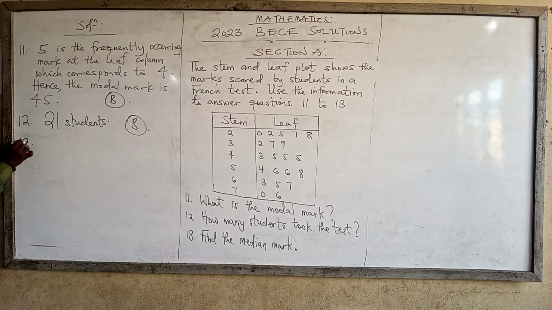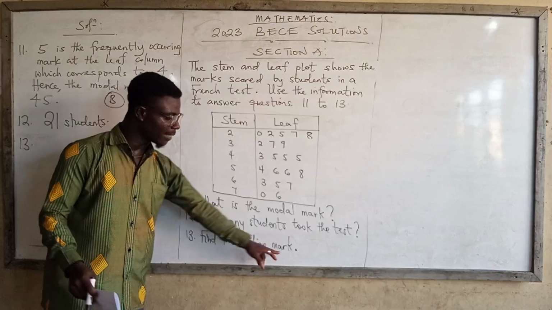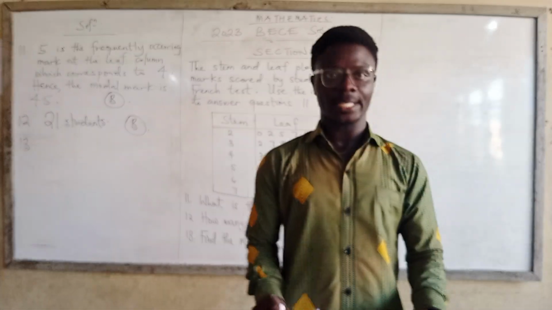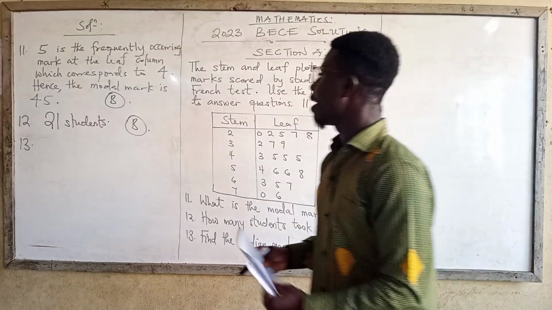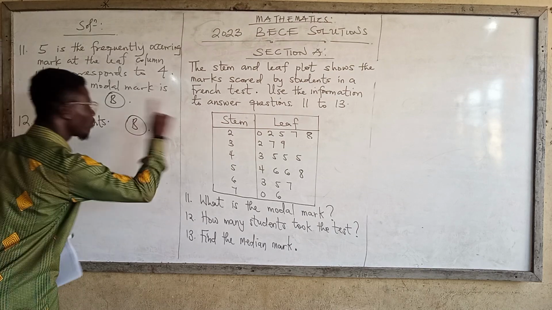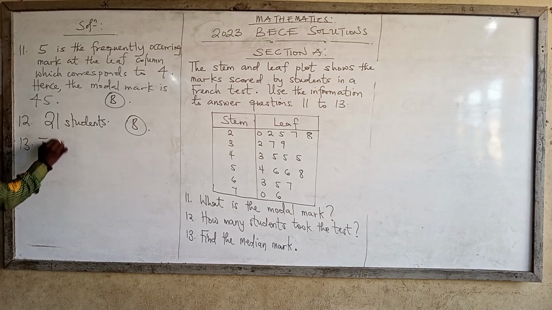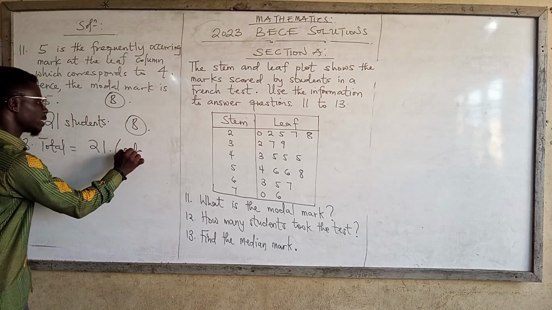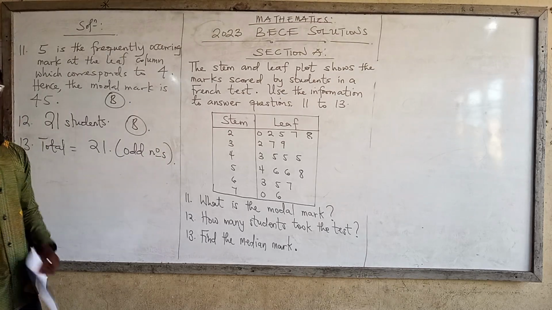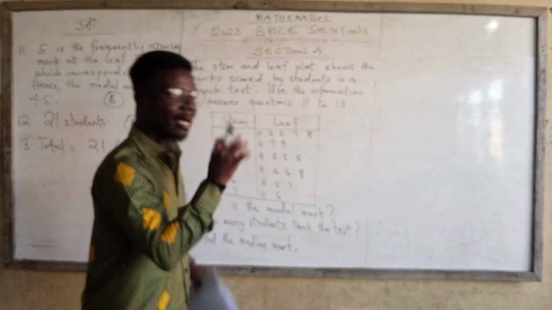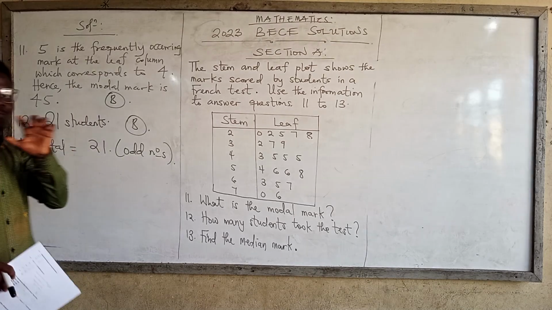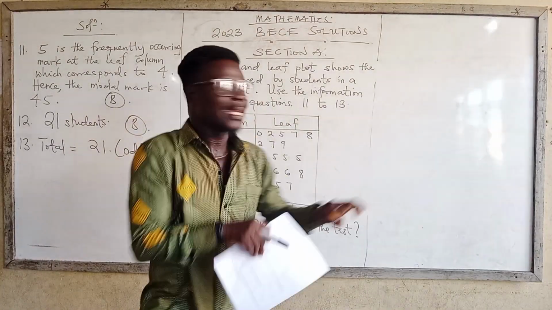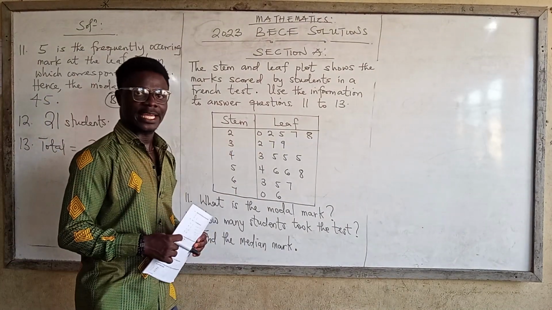Now let's see question 13. Find the median mark. They want the median mark, which is the middle mark or the middle value or the middle number. How do we locate the median mark? First of all, our total is given as 21, which is an odd number. If it is an odd number, we have only one median mark in the middle of these figures.